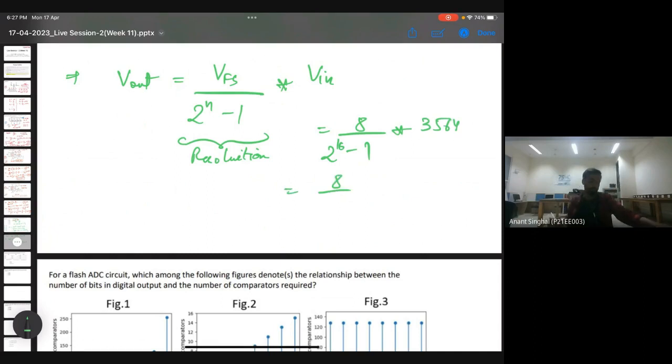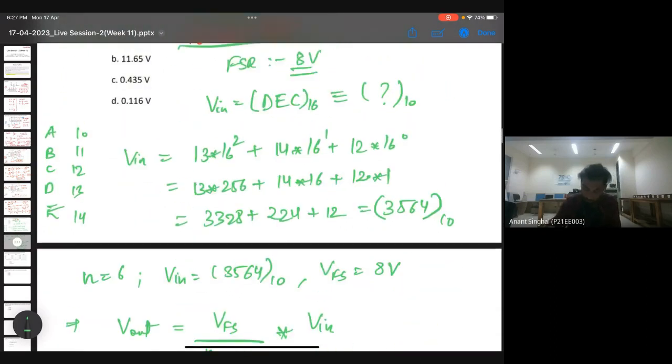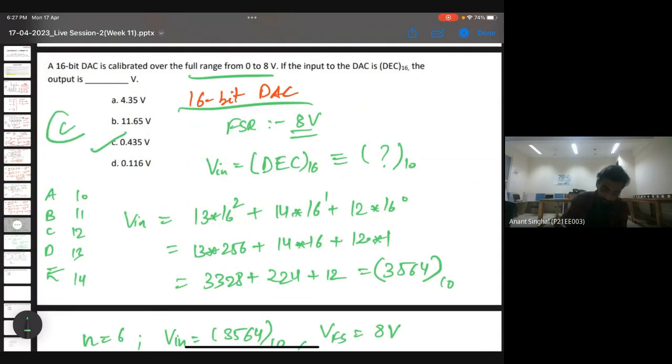So we'll do the calculations again. 2 to the power 16 minus 1 is 65535. So this will lead to 8 into 3564 upon 65535. It will come out to 0.435 volts. So the output for the same will be 0.435 volt, which is option C. You can look through the problem. We'll start the next one in 2 minutes.